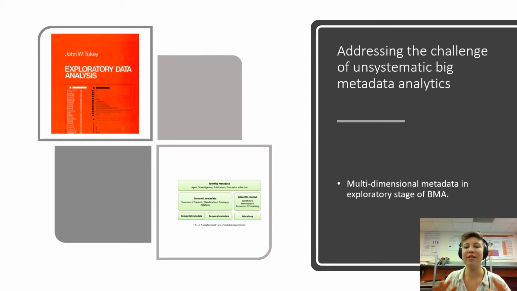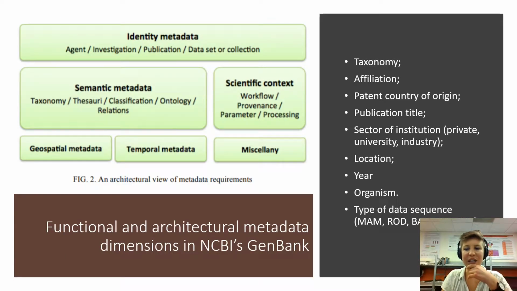All right, so we've gone over exploratory data analysis as a way into the data, as a way to see what is our schema, what are the interesting variables in this sort of unrepresented large-scale metadata. And we've also looked at the architectural and functional requirements in a model of the requirements for metadata, and we're going to mash them up now as a way into addressing this challenge of unsystematic big metadata analytics. So the best way to ground this, I think, would be in a use case. So here we have an example of mapping the architectural requirements over to GenBank.